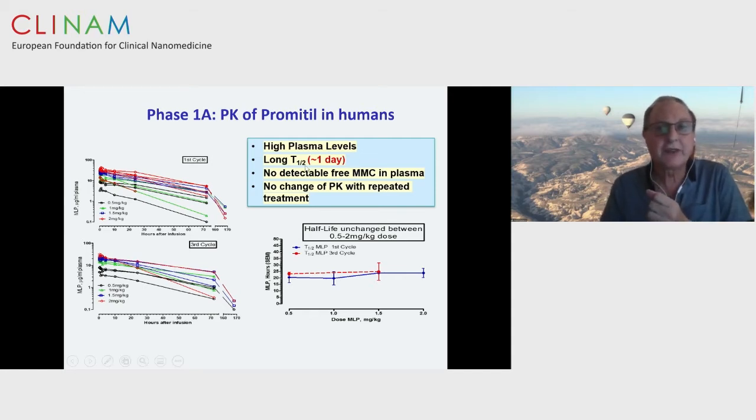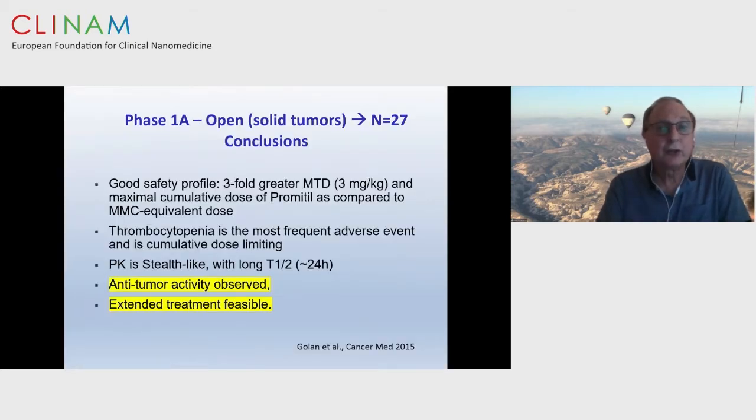This is the pharmacokinetics in humans, which not surprisingly is very similar to that in animals. We have a long half-life, shorter than Doxil. It's 1 day in humans. For Doxil, it's between 2 to 3 days. And there is no detectable free mitomycin C in plasma. Altogether, the safety profile in humans was also pretty good. We have an MTD which is threefold greater than the equivalent dose of mitomycin C, and we have observed anti-tumor activity.